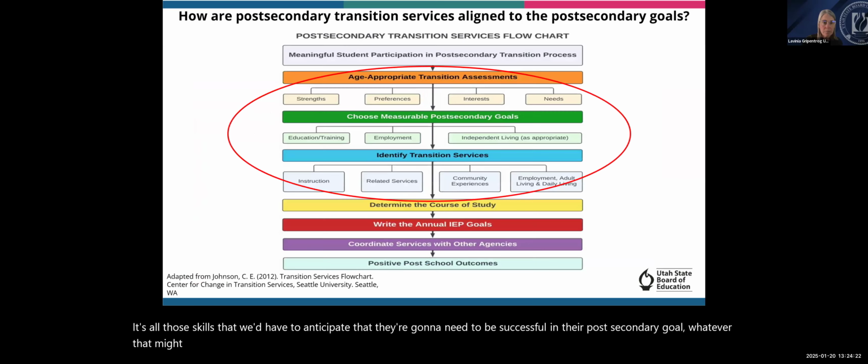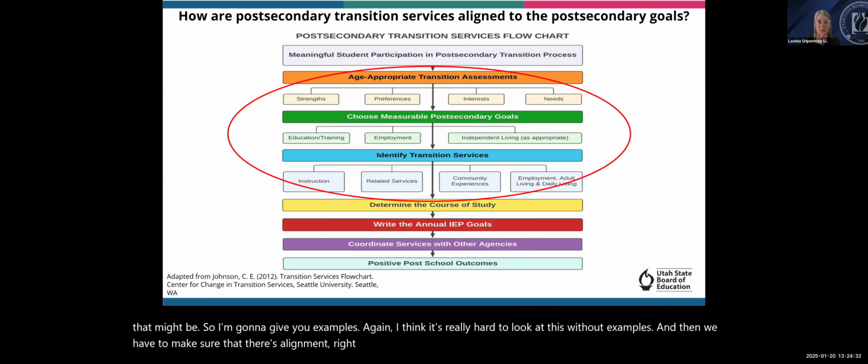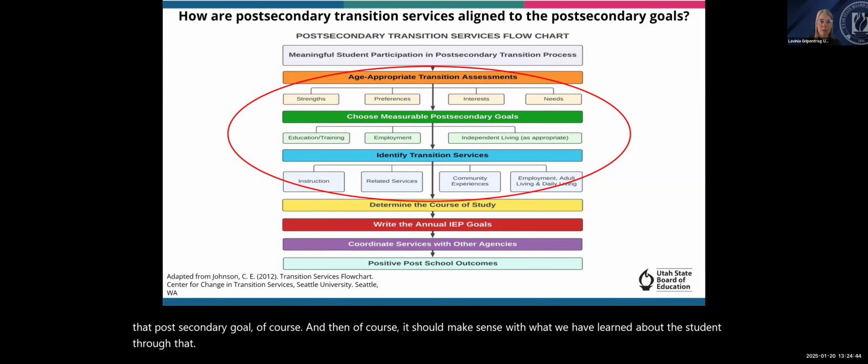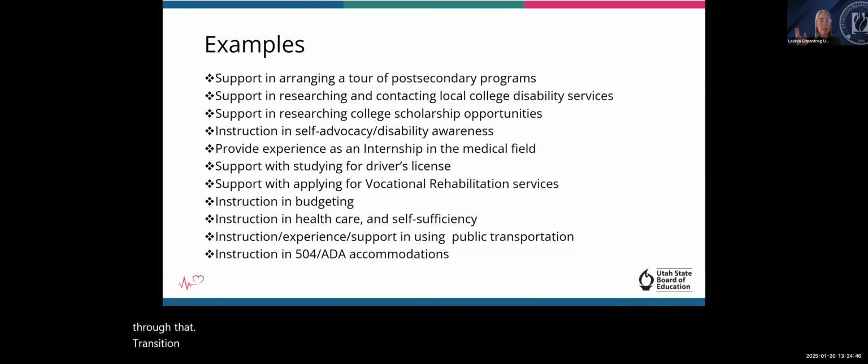So I'm going to give you examples. Again, I think it's really hard to look at this without examples. And then we have to make sure that there's alignment, right? So a post-secondary transition service for a student should align with that post-secondary goal, of course. And then, of course, it should make sense with what we have learned about the student through that transition assessment process. So all of this stuff needs to kind of align.